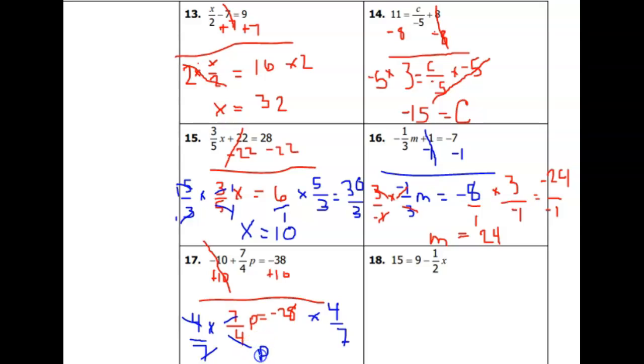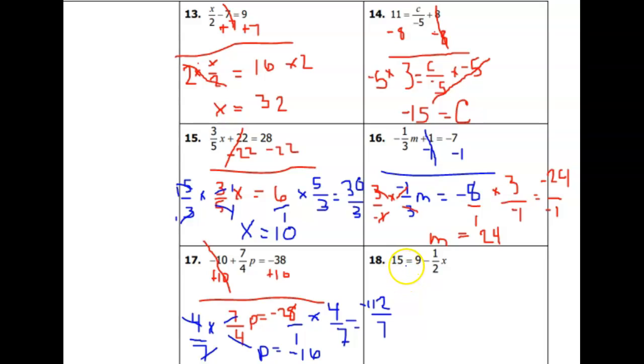All right, let's look at the last one. The last one, I got 15 equals 9 minus 1/2 x. Again, I'm not afraid of this 9. I'm going to erase this over here so I can have space. Okay, so if I think about it, the 9 is positive. So my inverse operation would be subtracting 9 on both sides. I'm going to go ahead and subtract 9 from both sides. Okay, when I subtract 9 from both sides, I end up with, on the left, 15 minus 9. 15 minus 9 is 6.